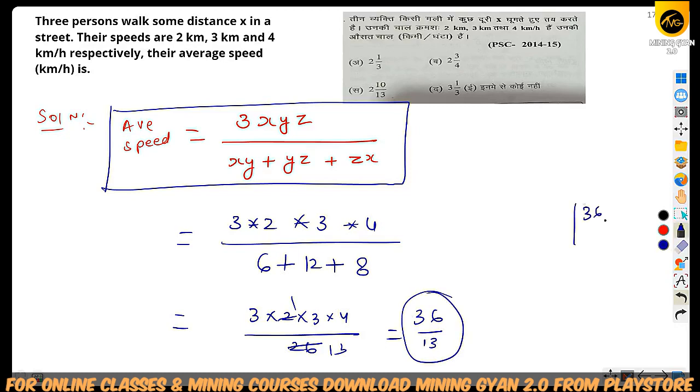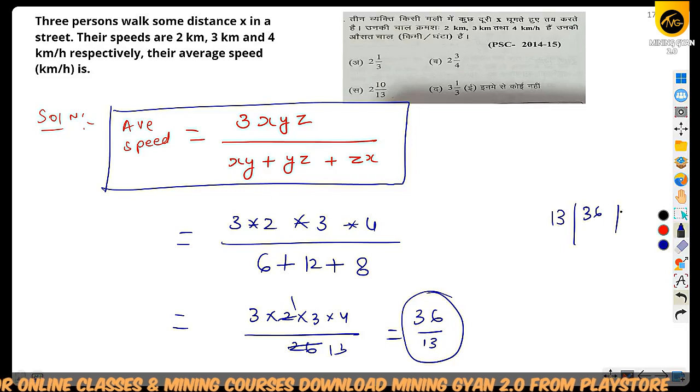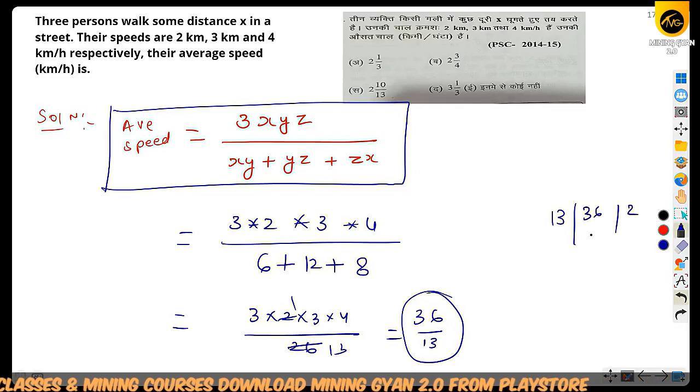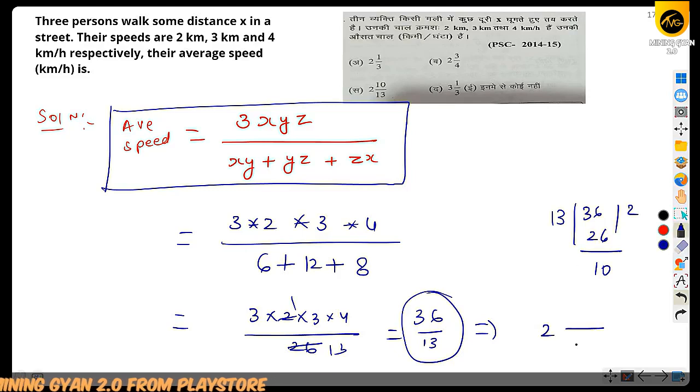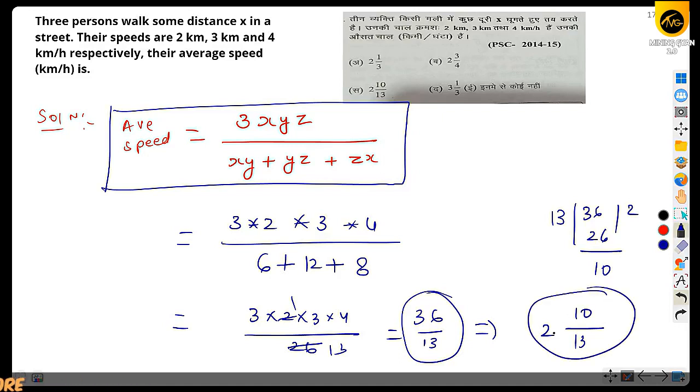So 36 divided by 13, it will be 2 times 13 is 26, and the remainder will be 10. So the mixed fraction form will be: the divisor is 13, the quotient is 2 and the remainder is 10. So the answer will be 2 and 10 by 13. That is option C, 2 and 10 by 13. Option C is the correct answer.